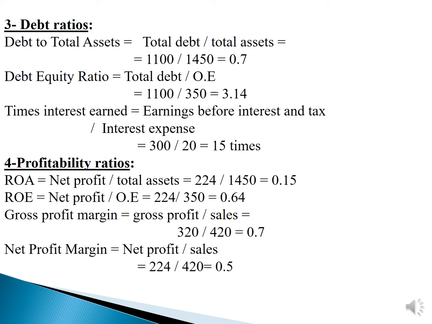The debt ratio has three ratios. The first one, debt to total assets, debt to equity ratio, and times interest earned. The rule for debt to total assets is total debt over total assets. From where did we get the total debt? Total debt is the summation of the current liabilities plus fixed liabilities. We are going to find in the balance sheet 900 current liabilities and loan 200. So the total for both is 1100.